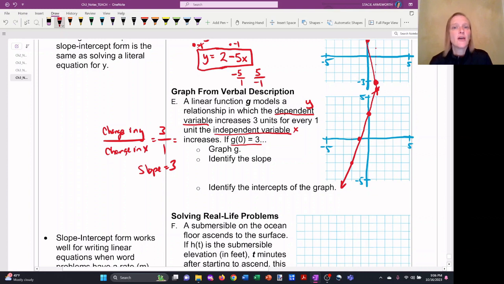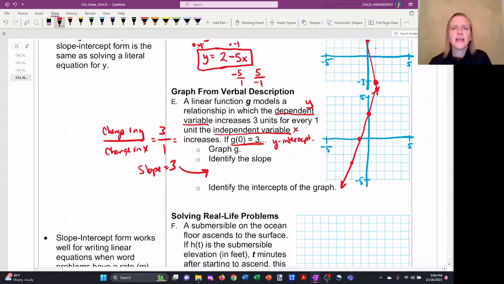Okay, and I just got that from reading the problem. This gave me the y-intercept, and the slope was 3. I guess I should have written that in here. The slope is 3 from doing this calculation, 3 divided by 1.